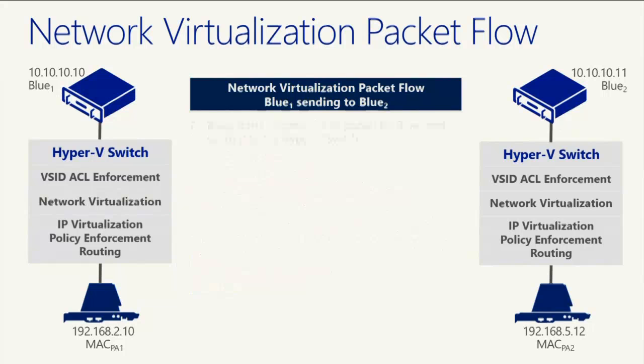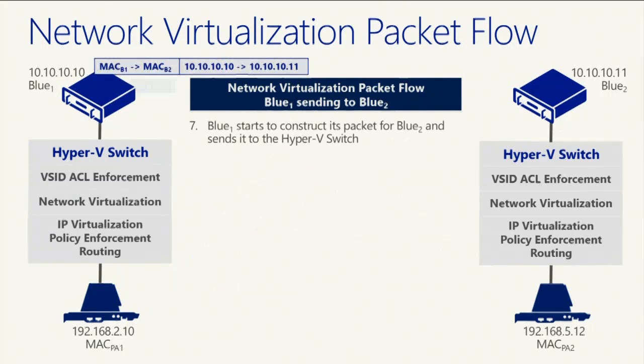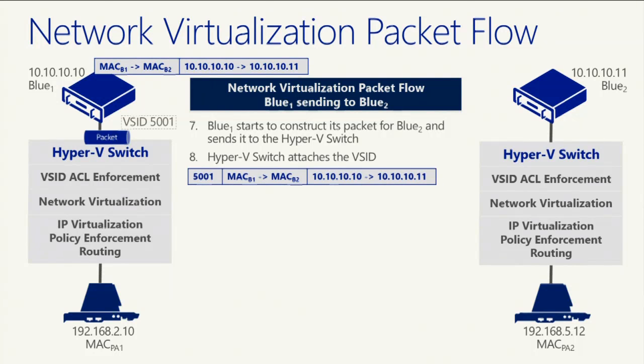So it constructs its packet. And the packet looks like that. Remember, the VM has no idea about this network virtualization. It just constructs a normal packet like it would in the physical world. Hyper-V, the virtual switch, attaches the vSID. This identifies which virtual network, the blue network, that it needs to target when it gets to the destination host. So it wrappers it with an extra bit of information on the header.